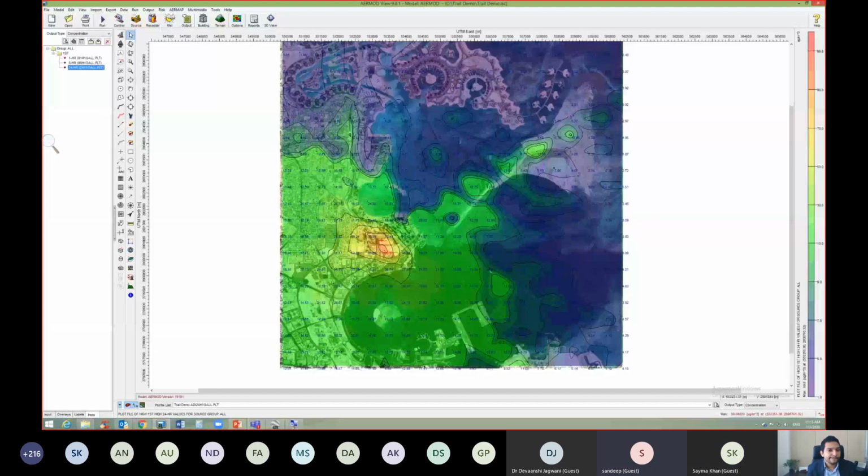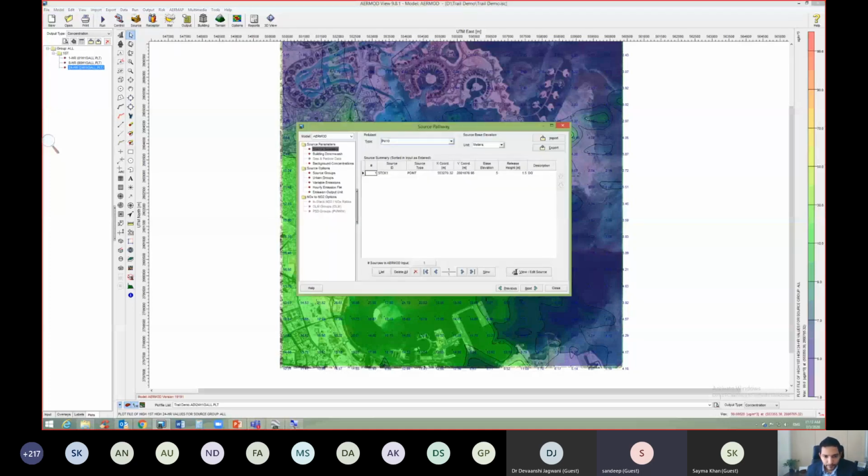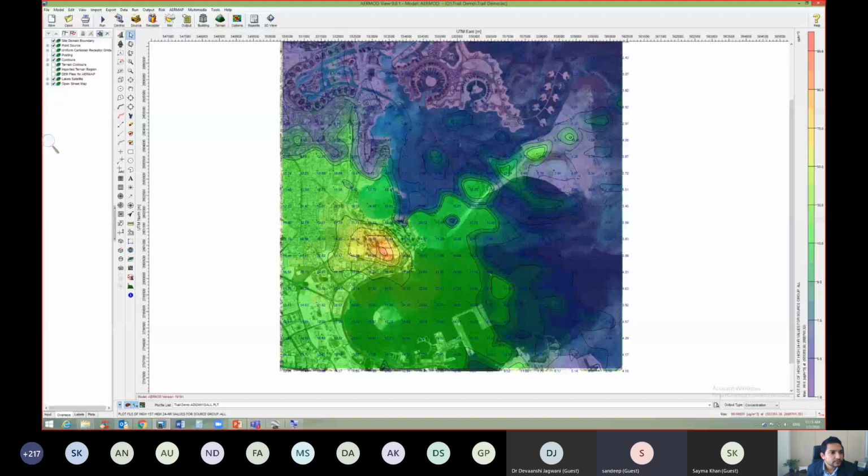Two short questions again. Yes, please. Regarding the source release parameters in the input values, if this was the case scenario for the DG set, we put in values like emission rate and exit velocity and all this. Were all of these measured with the help of a stack monitoring kit?